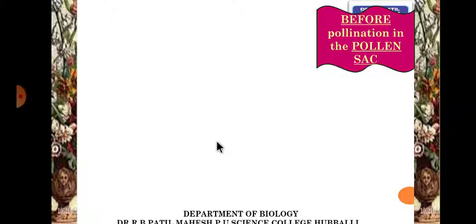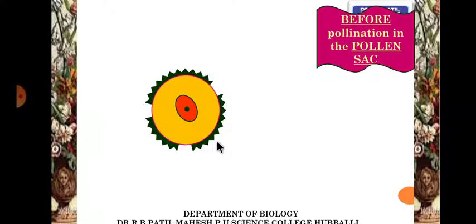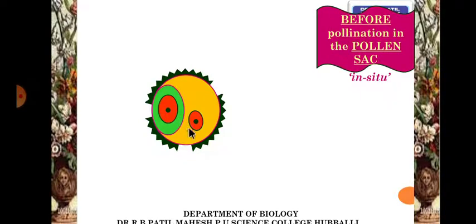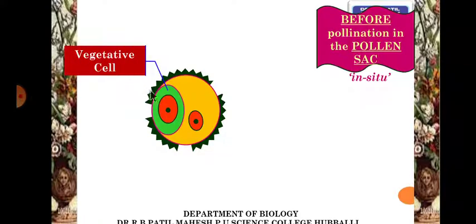Before pollination in the pollen sac, there will be mitosis which occurs inside the pollen grain, so it is called in situ. The nucleus of the pollen grain divides by means of mitosis and results in the formation of two unequal nuclei. One is larger and one is smaller. Both nuclei soon after their formation get surrounded by a cell wall. So, the larger cell is called vegetative cell and the smaller cell is called generative cell.